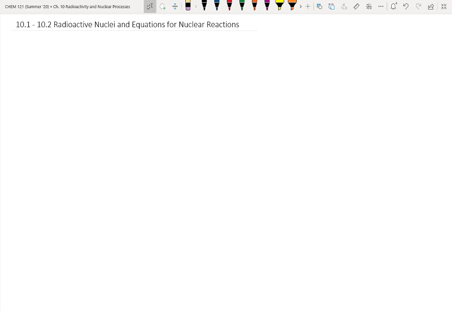Okay, the next chapter in our textbook is all about radioactivity and nuclear processes. And what we're going to do first is go over the basics. We're just going to talk about radioactive nuclei and how to write out nuclear reactions. So let's first define what a radioactive nuclei is.